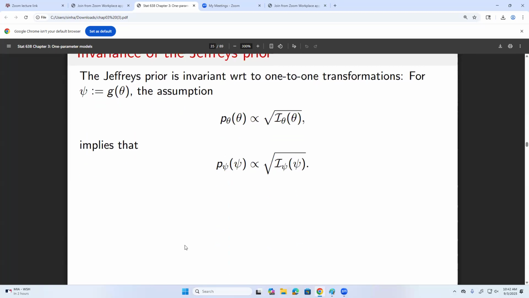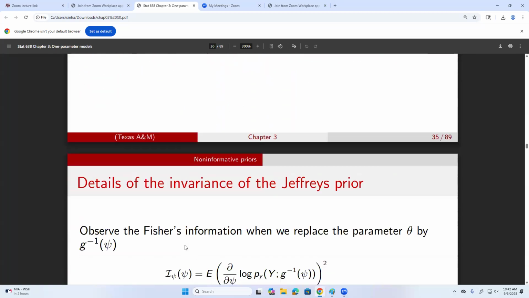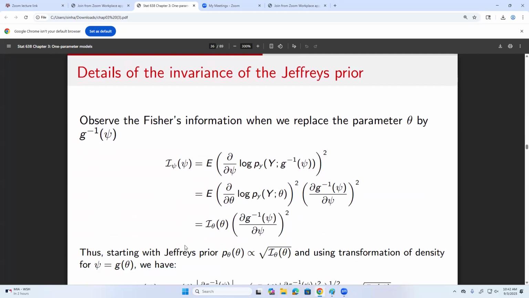Now I leave this part for you to understand. It is calculated here. It's a very simple calculation, just the derivative. Okay, you just look at it and let me know if you have any questions.